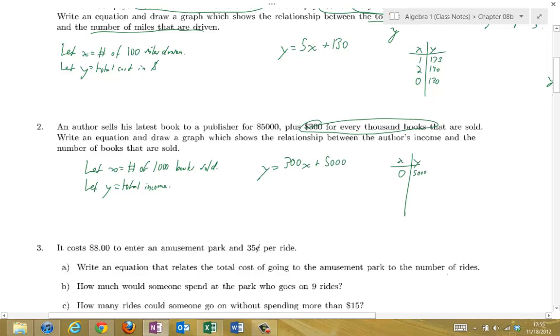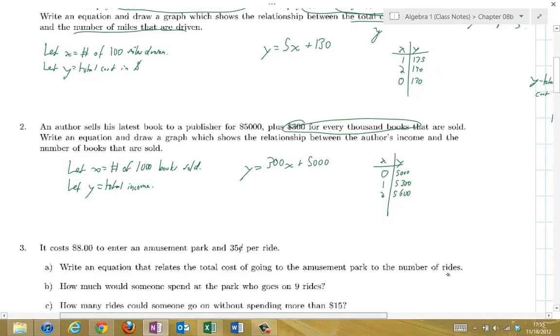If he sells 0 books, he's still going to get $5,000. If he sells 1,000 books, that's when X is 1. Remember, X is the number of 1,000 books. You get another $300, so it's 5,300. When X is 2, you get 5,600. Every time you add 1,000 books, you're getting $300 more.